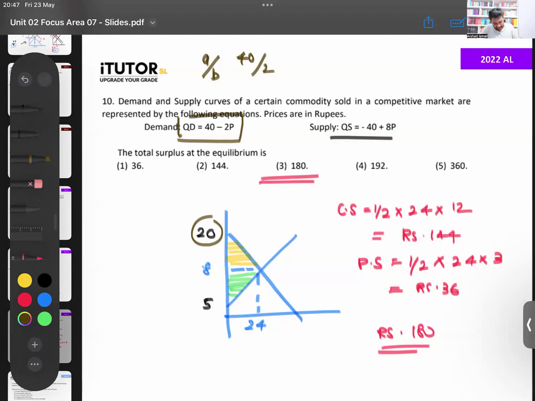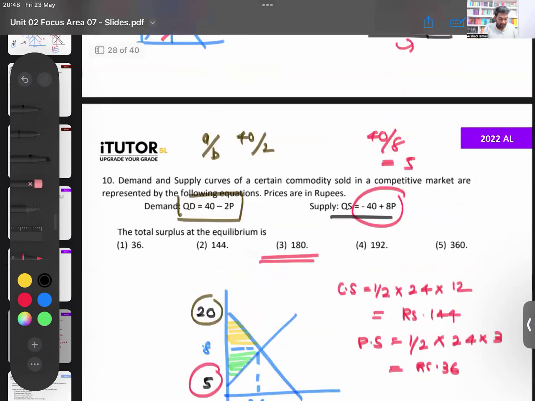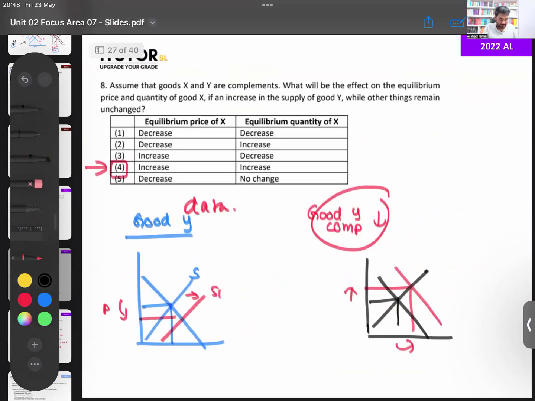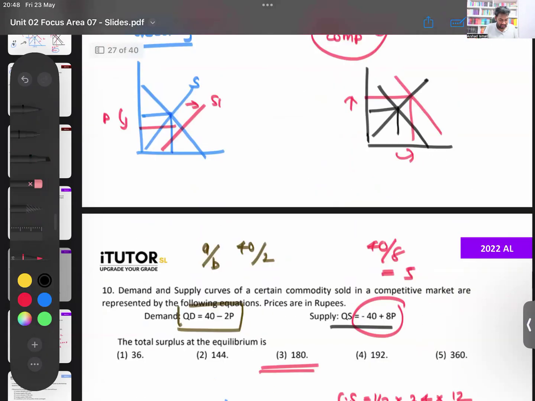MCQs you can use. Ignore the positive and negative signs. Just take the numbers only. Same thing with supply. Ignore the positive, negative signs. Just take the number 40, you divide by 8. So 40 divided by 8, you get 5. So that's how you can find the maximum demand price and minimum supply price. In the maximum price method, they will have answers and can allocate marks for that. Okay. Done. So 2022 is done with that.